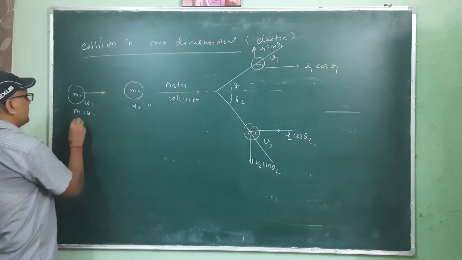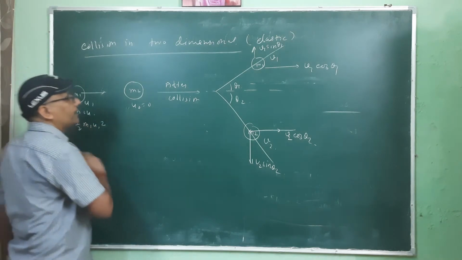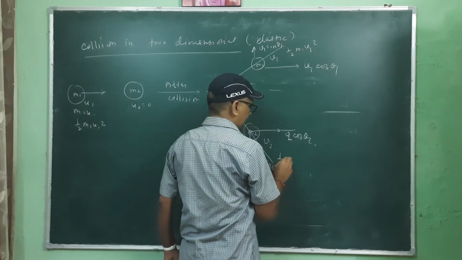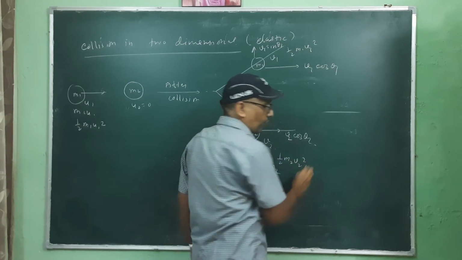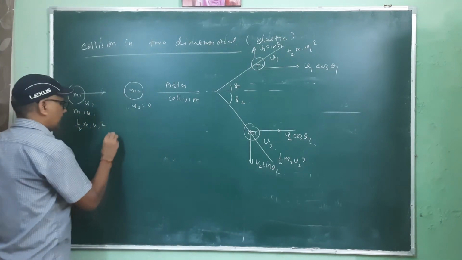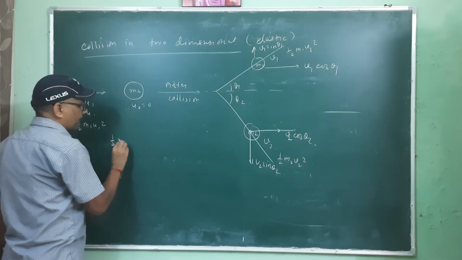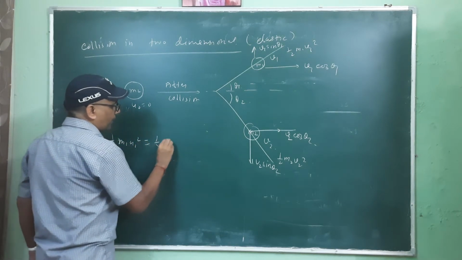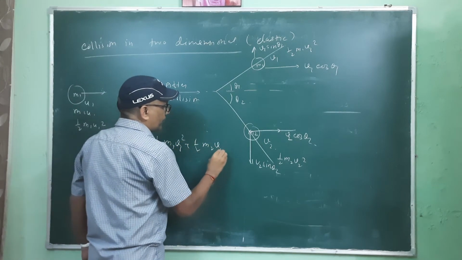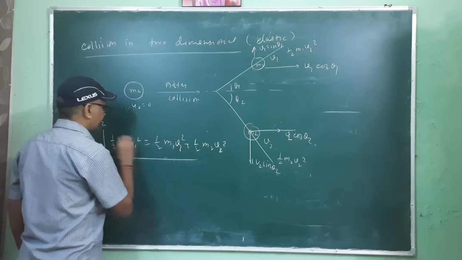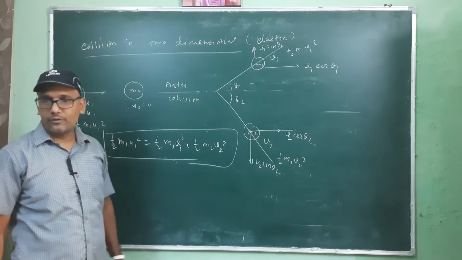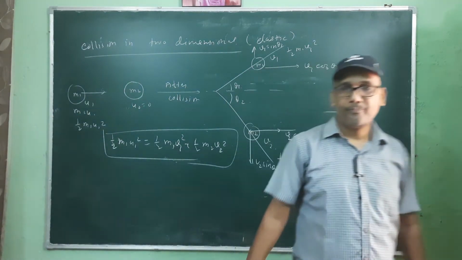So here the initial kinetic energy is half m1 u1 square. After collision, the kinetic energy is half m1 v1 square plus half m2 v2 square. So half m1 u1 square is equal to half m1 v1 square plus half m2 v2 square. Now you have v1 and v2, you can put them in and calculate the kinetic energy of the system.